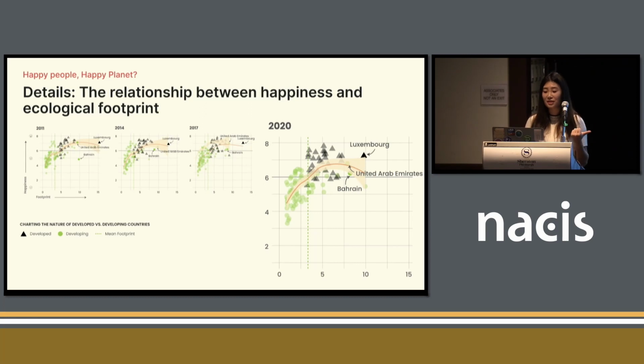Our analysis showed that countries with a high happiness index also have a high ecological footprint index. As countries develop, there's a breaking point where happiness stops increasing with an increasing ecological footprint.